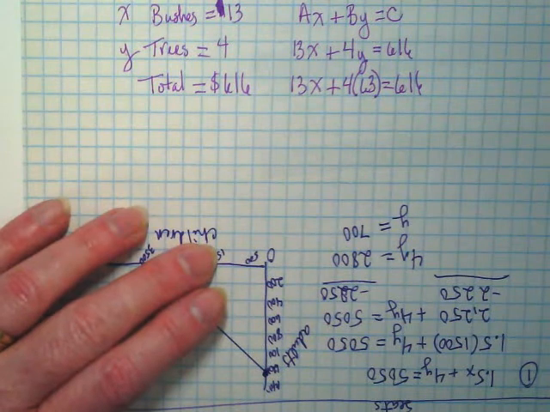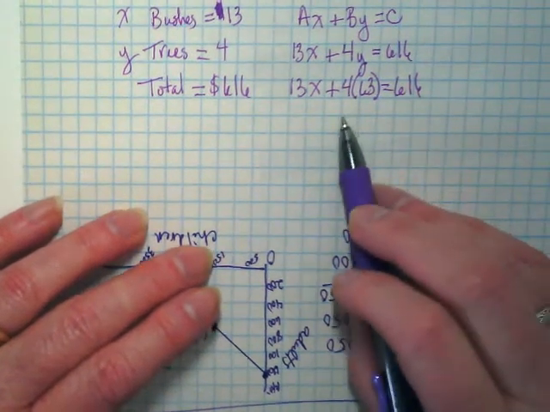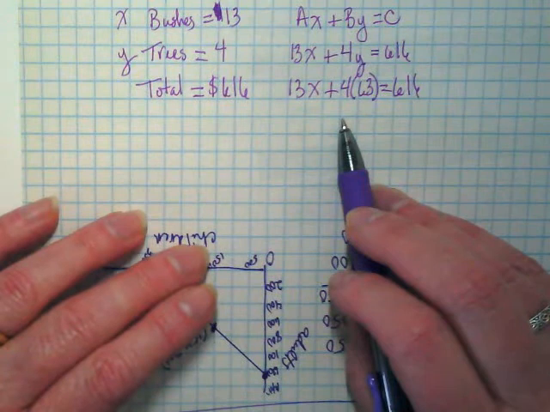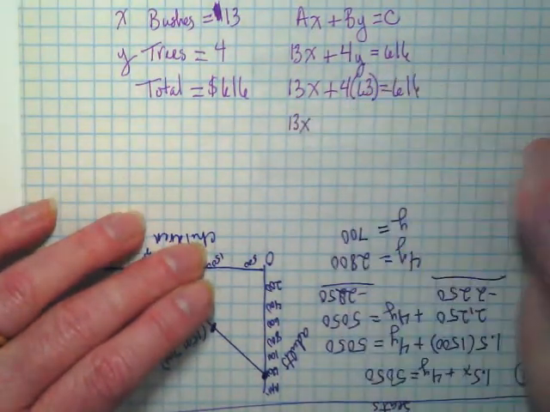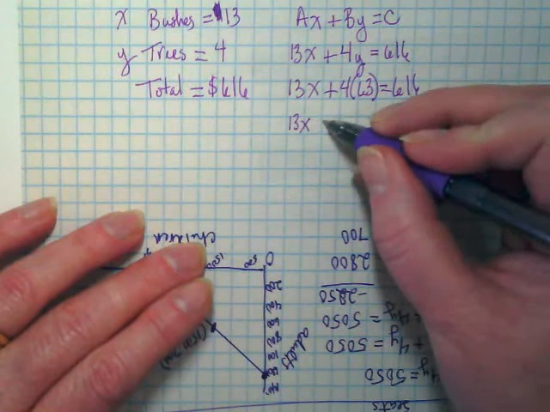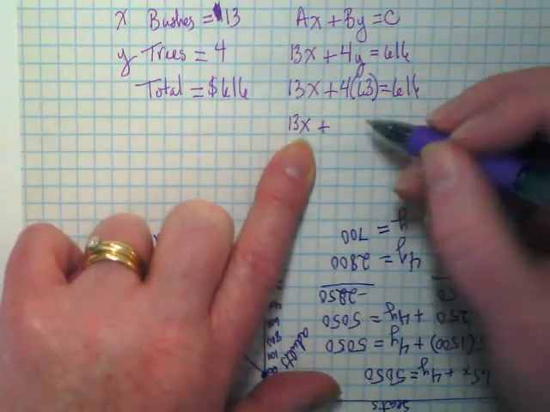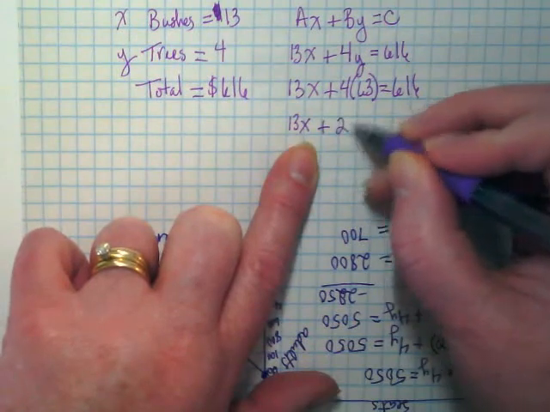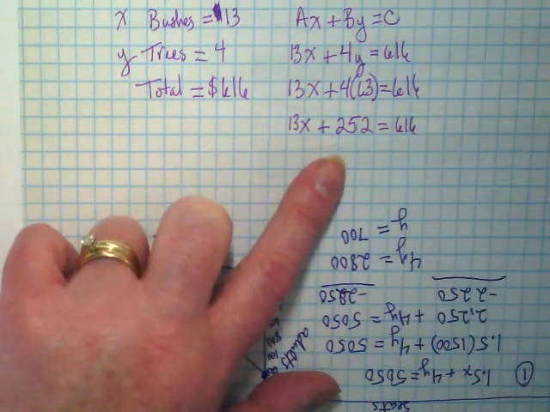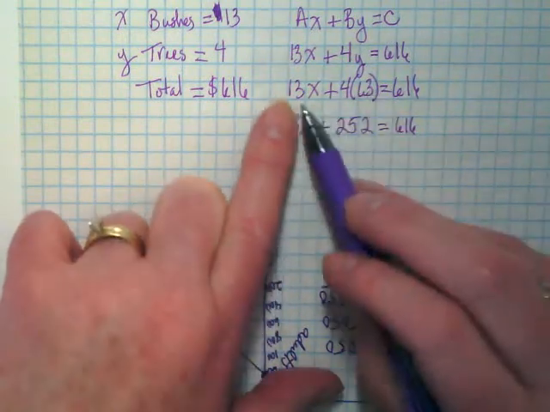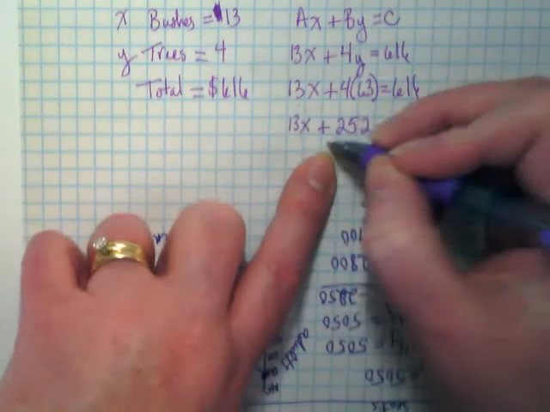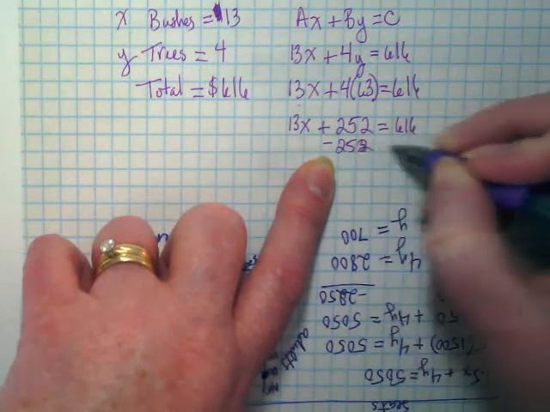I don't have a calculator, but I see some of you do. What's 4 times 63? 252. Marisol, what'd you get? Okay, so I've got 13x, 13 bushes, plus all of the trees together cost 252. Is that the number you guys calculated? Yes. Equals 616. This is like a cash register receipt from a nursery, right? 13 bushes, 4 trees. The trees totally cost $252. If I take that away, it's going to tell me how much the bushes cost.